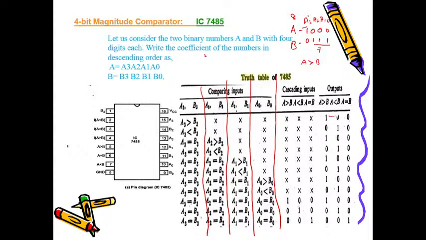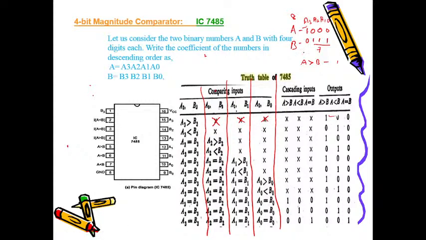So just by comparing A3 and B3, I can decide immediately and produce the output instead of checking the other bits. I don't care about this, so that is why this is a don't care symbol. I neglect the comparison of these three.